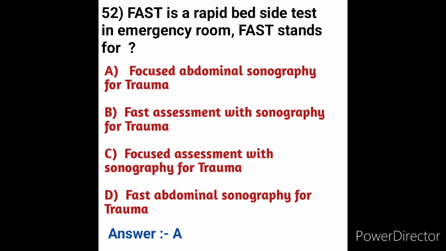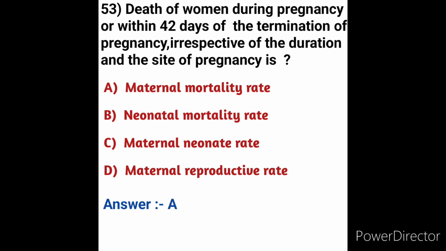Next, move on to question number 53. Death of women during pregnancy or within 42 days of termination of pregnancy, irrespective of duration and site of pregnancy, is. We will see the options here. Option A, maternal mortality rate. Option B, neonatal mortality rate. Option C, maternal neonatal rate. And option D, maternal reproductive rate.